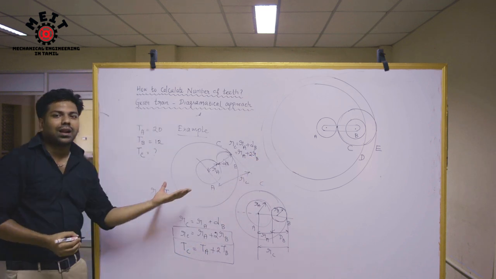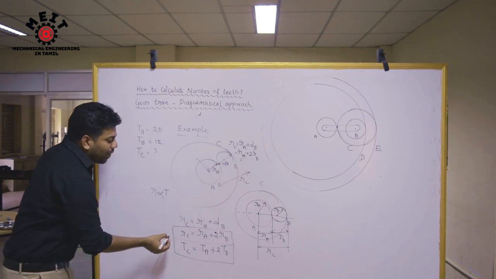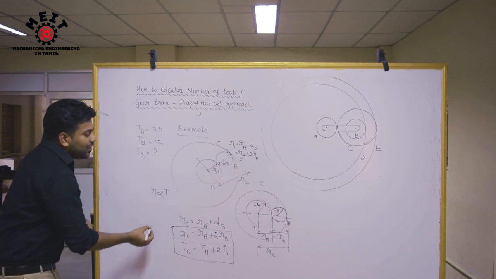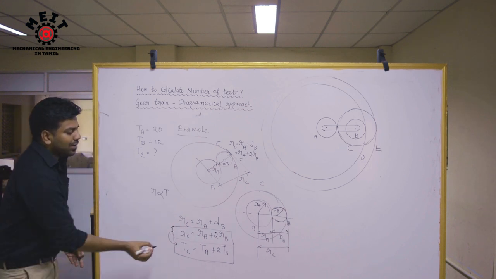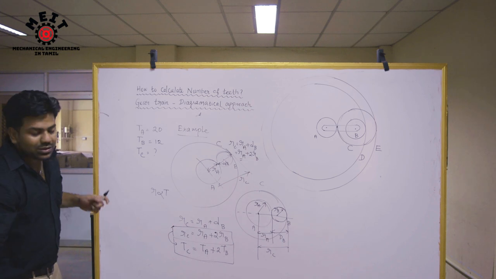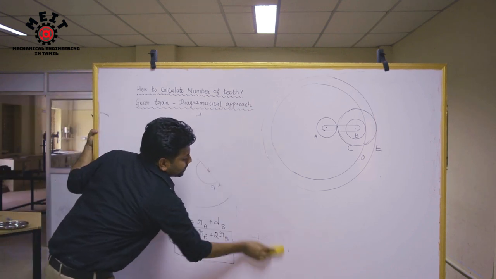So from the diagram we can form the equation in terms of radius. Once we have formed the equation using radius, we can simply convert it into the equation in terms of number of teeth. So this is a simple example problem. Now we can go here.